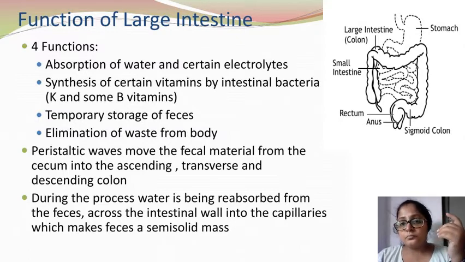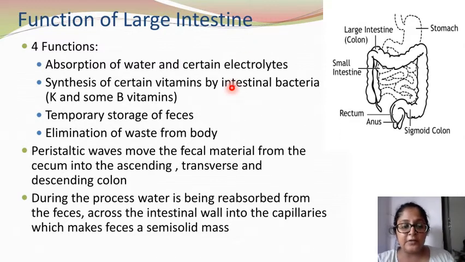Before we go to the different functions of the large intestine, we would like to discuss the different parts of the large intestine. Starting with the ascending colon, which passes upwards from the cecum to the level of the liver. So this is the liver, around the backside of the stomach. We have the position of the liver, and it moves up to that. So it is the ascending colon, and then it curves to the transverse colon.